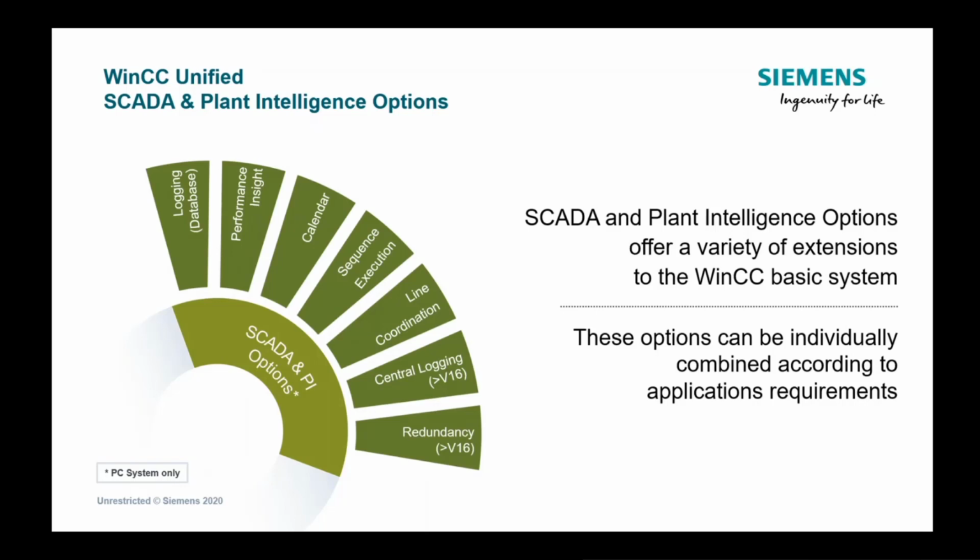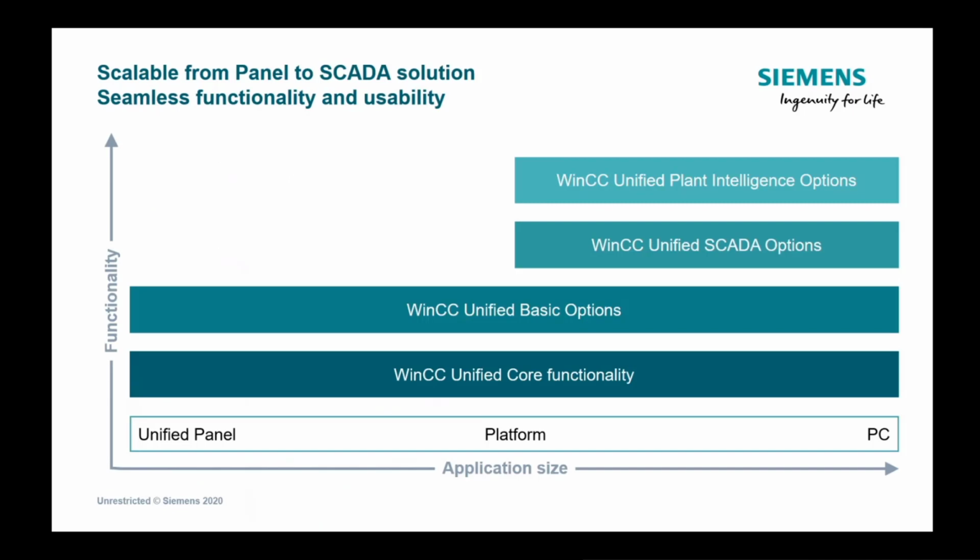So that was it in terms of how the options are split up and categorized, and a quick overview of what they are. So let's have a look at how we use the options between the different platforms that we have. So we can see a little chart here where we're showing at the bottom axis the application size or application complexity, and then we're showing across functionality going upwards.